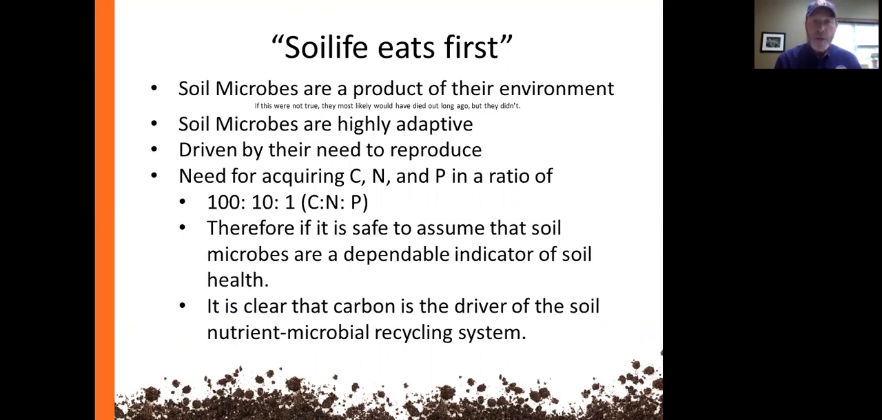Soil microbes are highly adaptive, and they're driven by their need to reproduce. In the right environment, some soil organisms can double in population as quickly as every 20 minutes. And their need for acquiring that carbon and nitrogen in those ratios is critical. So it's safe to assume that soil microbes are a dependable indicator of soil health. We're seeing that more and more from the standpoint of CO2 respirations and those sorts of things. And because of that, it's clear that carbon is the driver of this soil nutrient microbial recycling system.